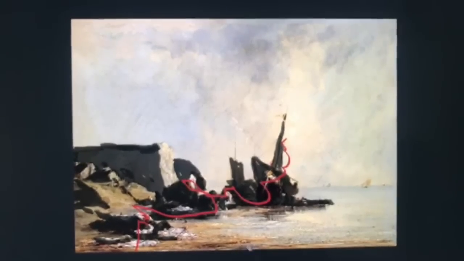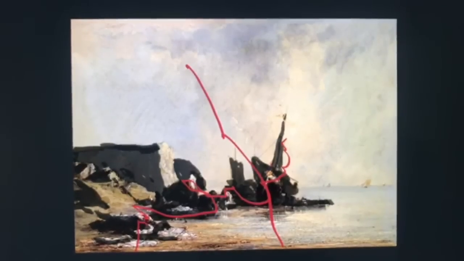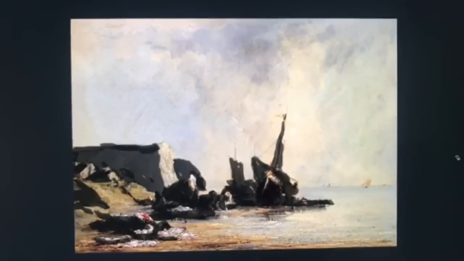If it's just a straight path to the focal point, you're not going to look at the painting very long. You're going to get to the focal point quickly and then move on to the next painting. So use that shadow pattern to really meander through.